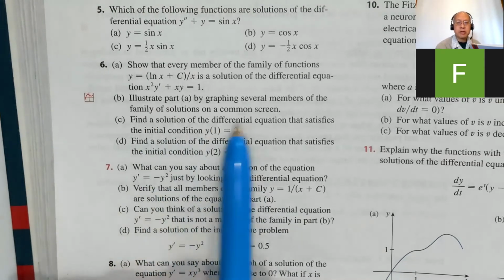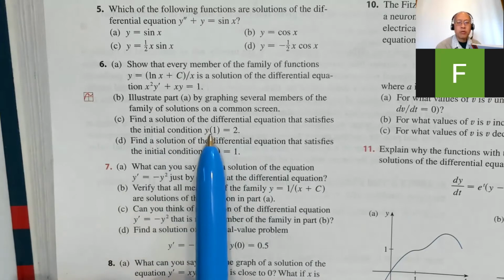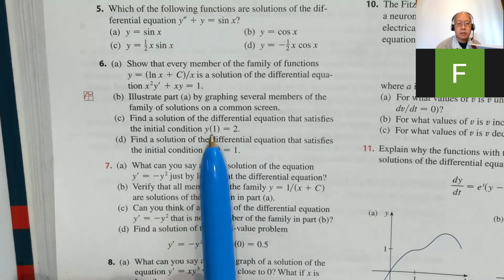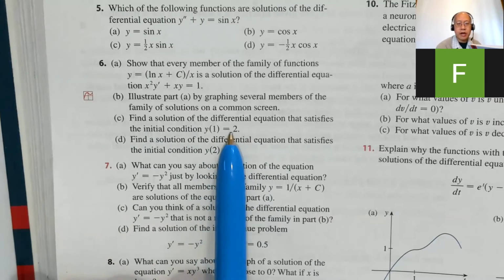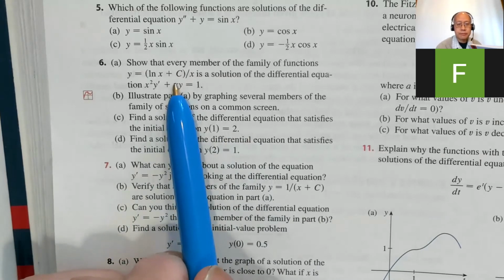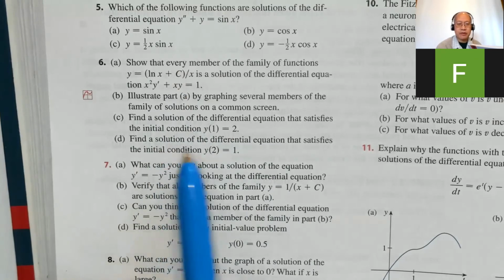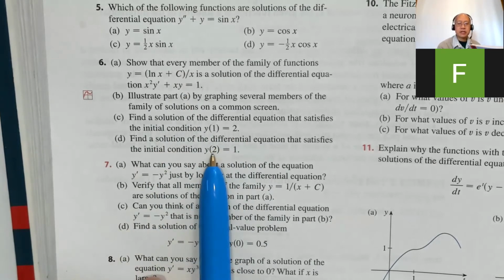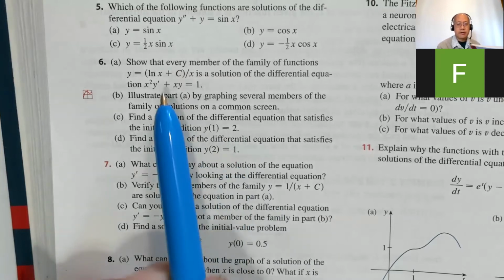Find a solution of the differential equation that satisfies the initial condition y of 1 equals 2. All right, I plug in 1 for x, I plug in 2 for y, and I just solve for c. And you do the exact same thing for d. Only difference is it looks like they switched the x and y. You plug in x is 2, y is 1, and figure out the c.